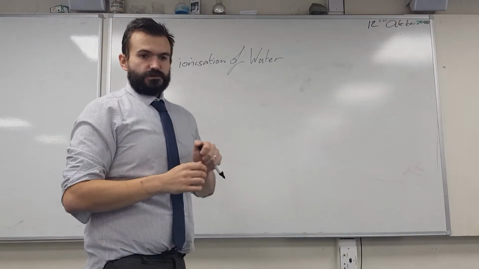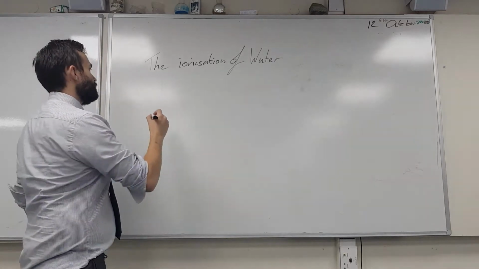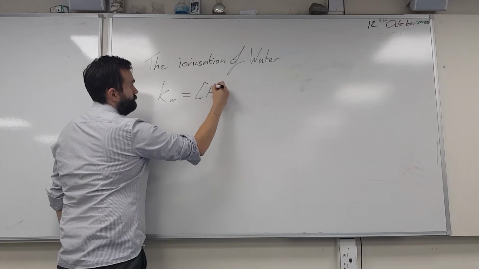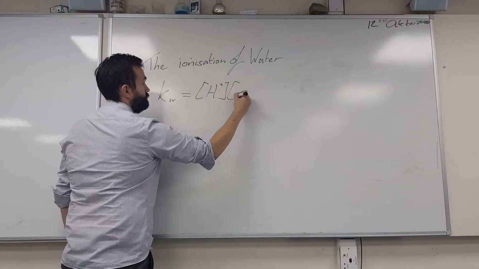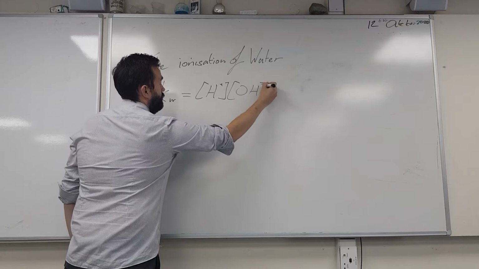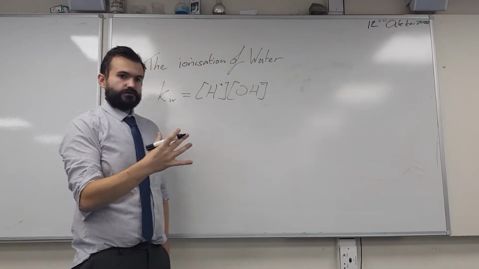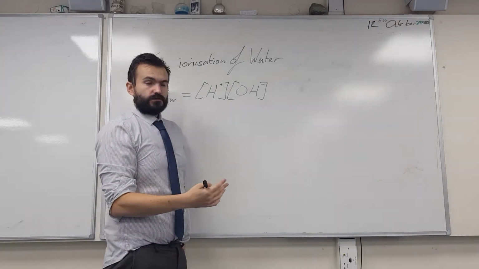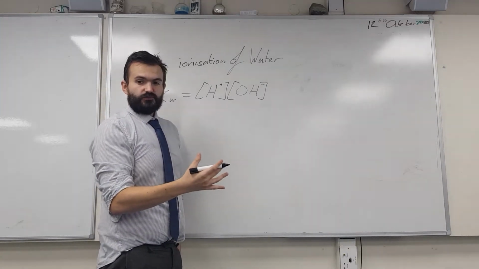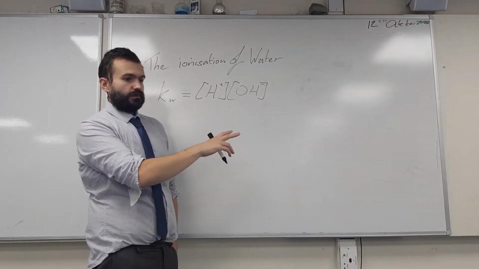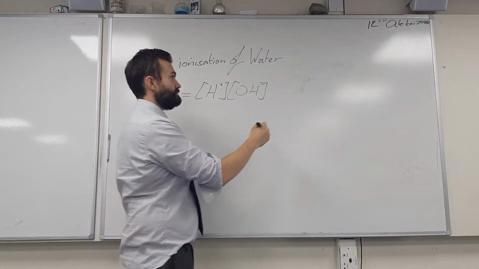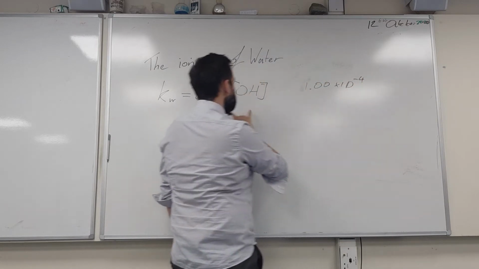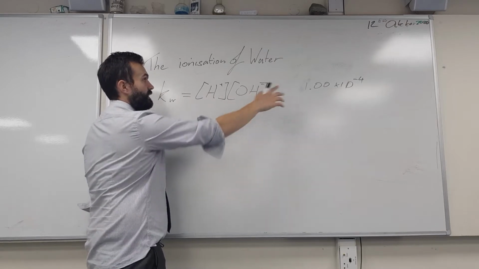So for ionisation of water, we have something called Kw. Kw is the concentration of H+ times the concentration of OH-. No matter what the pH is, at certain temperatures, the product of these will be constant. At standard temperature and pressure, Kw is 1.00 times 10 to the minus 14. So when you multiply those two together, you'll get this number.